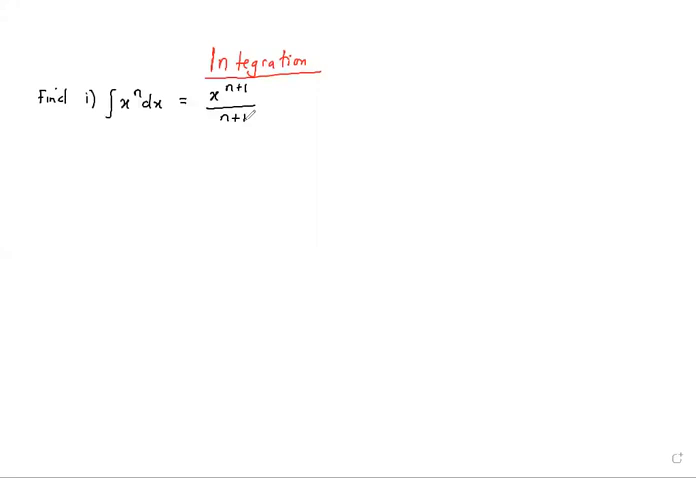You also did the integral of sine ax dx, and the answer was negative cos ax over a. Of course, we are adding constants.